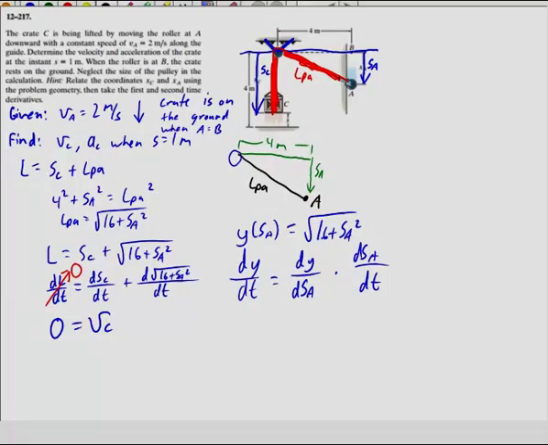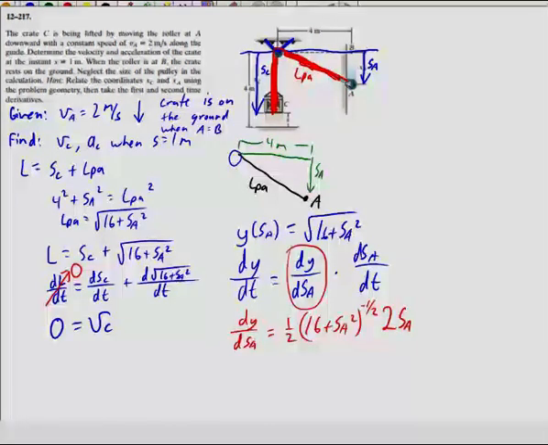So let's find this first part. Derivative of y with respect to SA, that's just going to be one half times 16 plus SA squared quantity to the negative 1/2. And then, of course, we have to take the derivative of the inside part. This is using the chain rule once again. And we get 2SA. Okay, that's part of our total derivative. But then we have to multiply it by the second term, dsa dt, in order to get dy dt.